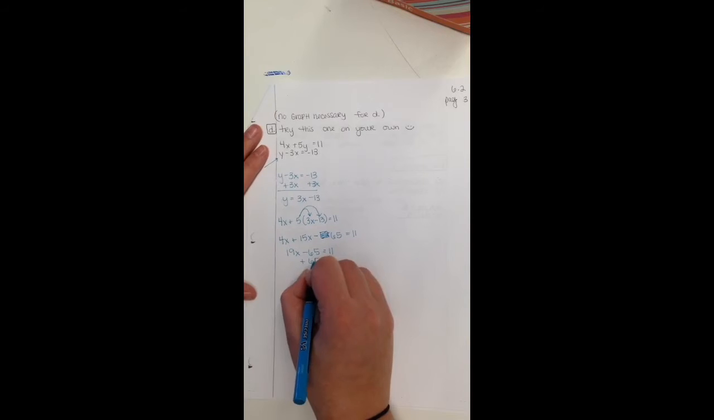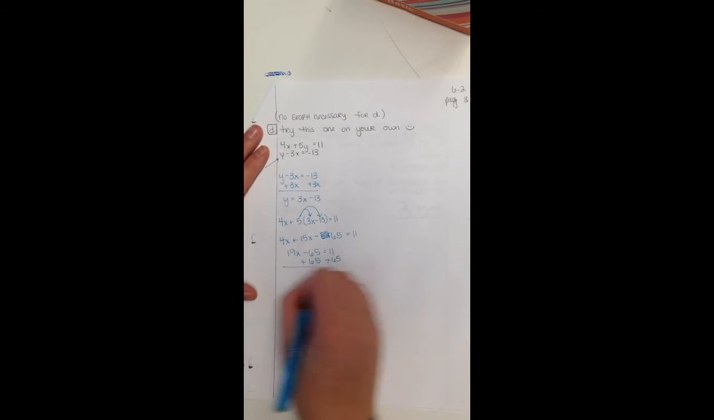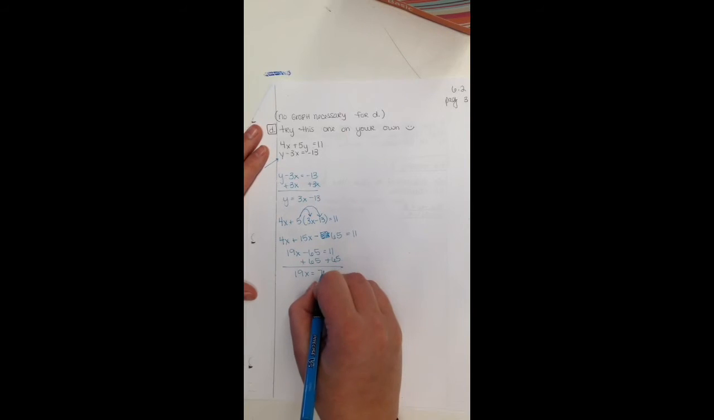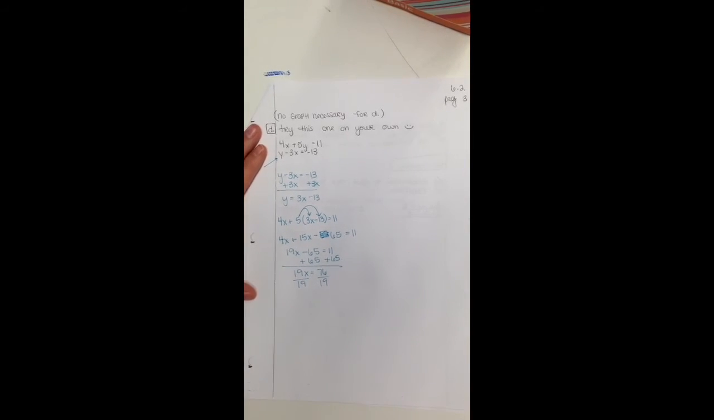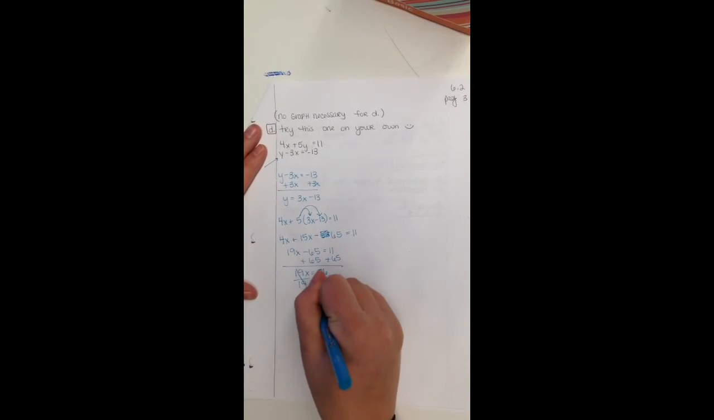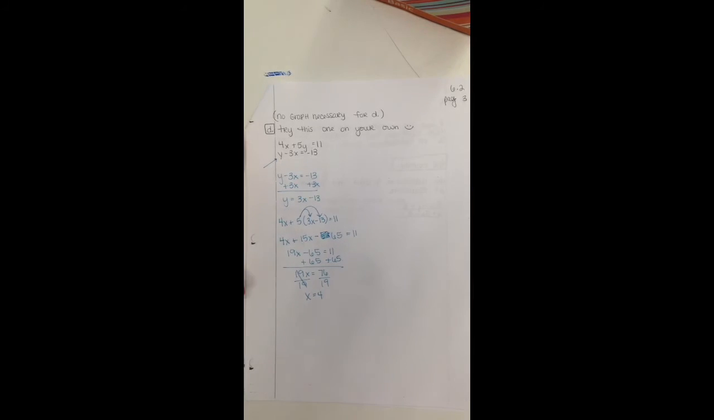Add the 65, and I get 19x equals 76. Divide by 19. Fortunately, that goes in there for us, so x equals 4. I did that on my calculator. Feel free to use a calculator on these.